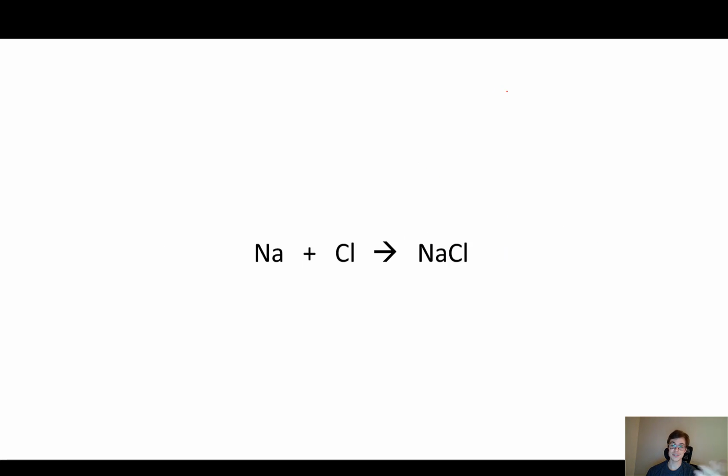This Na plus Cl makes NaCl. That is not a neutralization reaction because this is not an acid or a base. That's not an acid or a base, and there's no water anywhere. I need water being formed. So if I don't have any water, it's not a neutralization reaction. This is not neutralization.